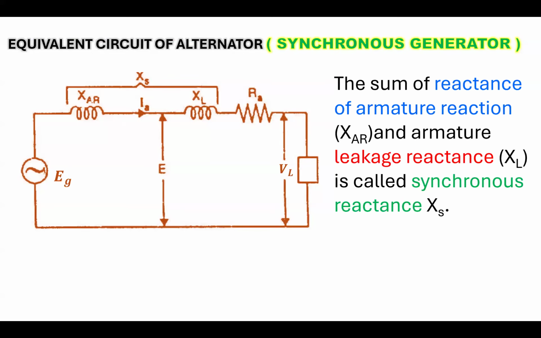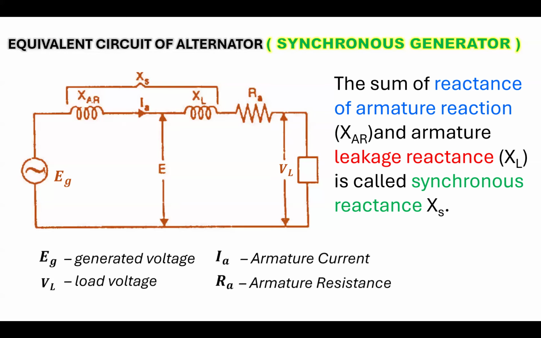So makikita natin dito sa ating circuit, we have a simple series circuit composed of the reactance of armature reaction, the armature leakage reactance, and the armature resistance connected in series. The sum of the reactance of armature reaction and the armature leakage reactance is called the synchronous reactance, or simply X sub S.